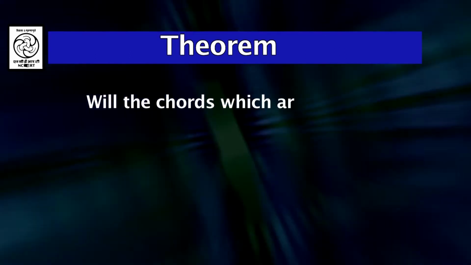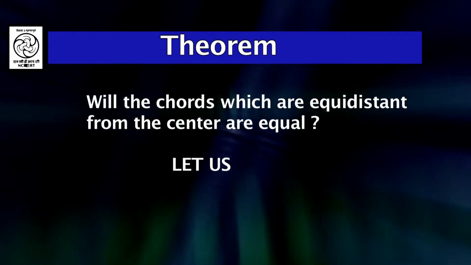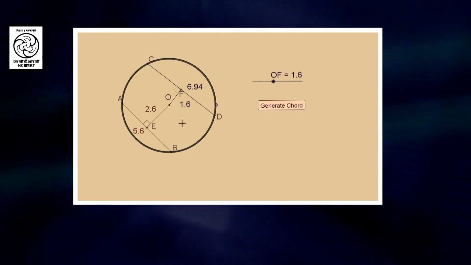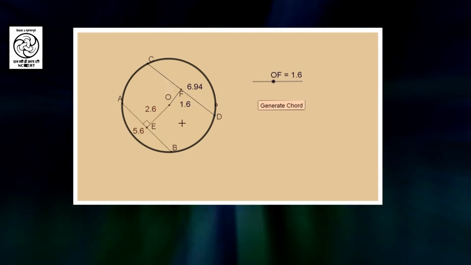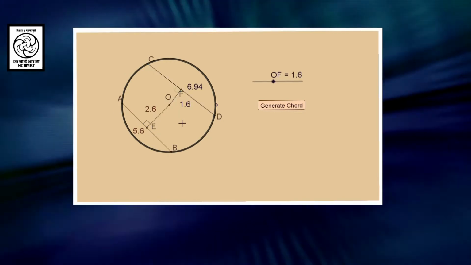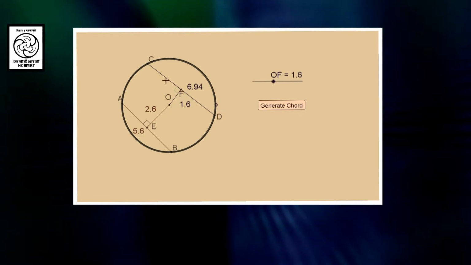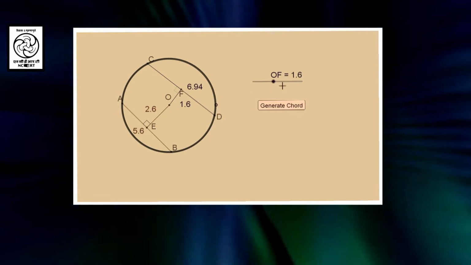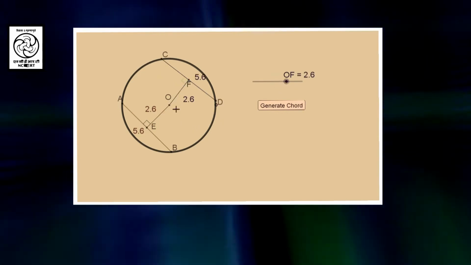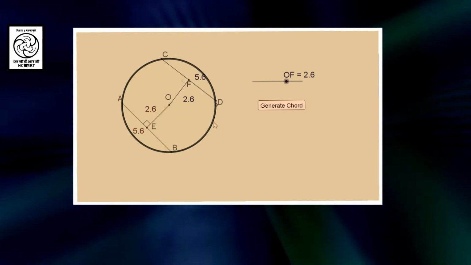Now, will the chords which are equidistant from the center be equal? Let us verify this fact also. Here we have two chords AB and CD. The lengths are different and the distances from the center are also different. Let us try and make OF equal to OE, and see what happens to chord CD. You can see that now the lengths of both OF and OE are 2.6. The chords AB and CD are also equal.